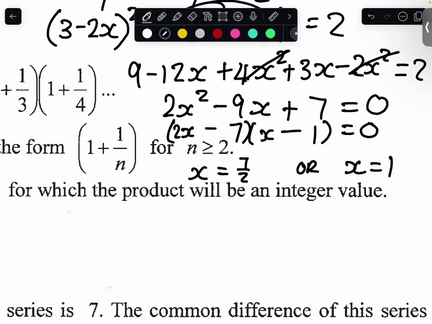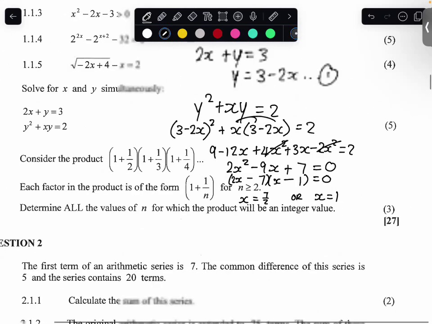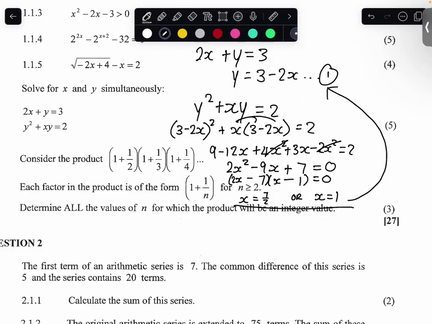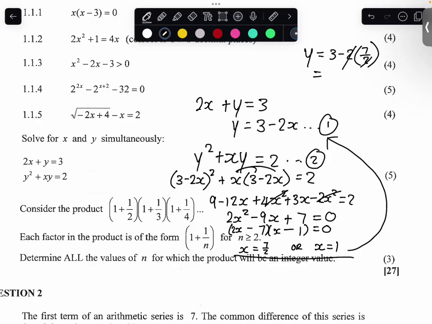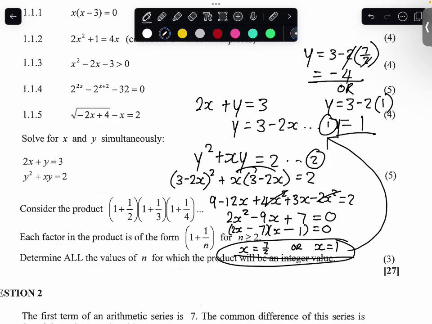Once you have the values for x, you now need to take it and sub back into the original equation, any one of the two equations actually, either equation 1 or 2, but equation 1 is the simpler one to sub back into. So we have y is equal to 3 minus 2 into, the first answer was 7 over 2 for x. That gives us 3, that cancels, 3 minus 7 gives me minus 4. Or y is equal to 3 minus 2 into the second value for x is 1. And 3 minus 2 times 1 is just 1. So your x values are 7 over 2 and 1, and your y values are minus 4 and positive 1.